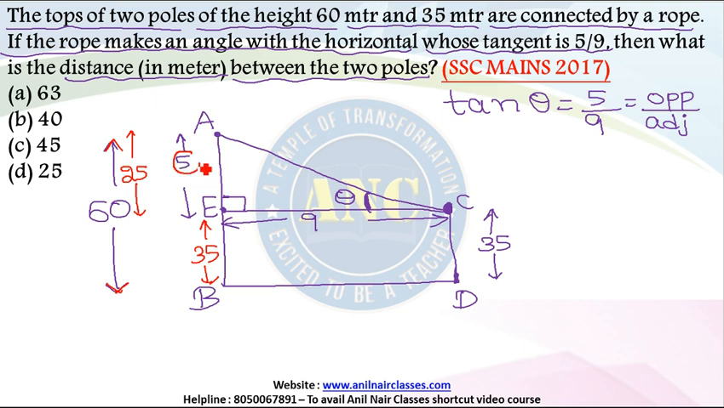It is not 5, it is 25. 5 into which number is 25? 5 into 5 is 25. Similarly, it is not 9. It should be something. Multiply by the same multiplying factor 5. 9 into 5, answer should be 45.